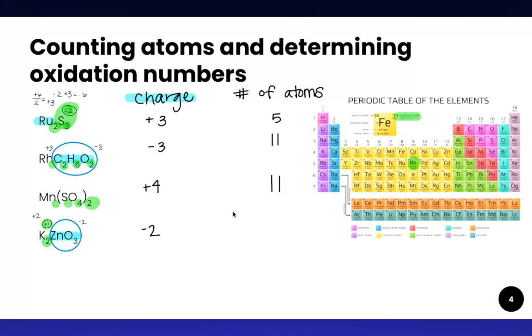And there are no parentheses here, so we don't have to multiply anything through. We can just add up all the subscripts. There are 2 plus 1 plus 3, which is equal to 6 atoms.